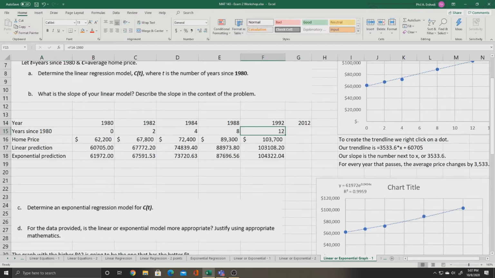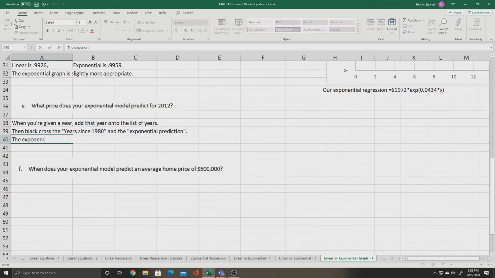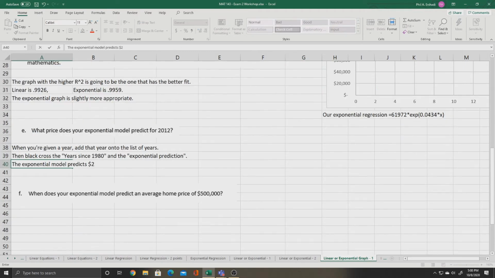Okay. We take the year since 1980 from before and black cross it. This will give us the correct X value. Then let's black cross the exponential prediction. And if you see these pound signs in the box, it just means it needs to be a little wider so we can read the whole thing. There we go. So we have $248,509.90. And we'll specify that's in the year 2012.